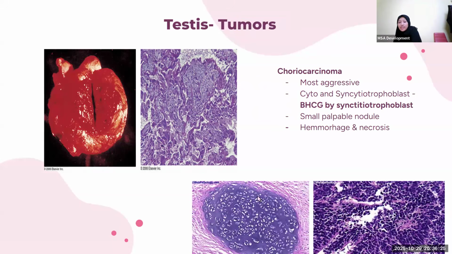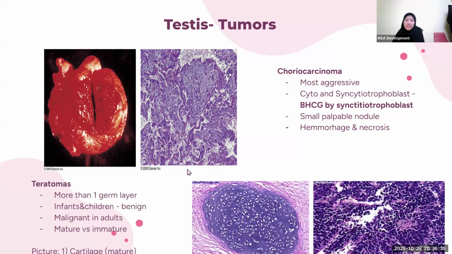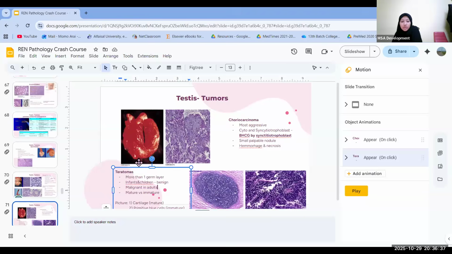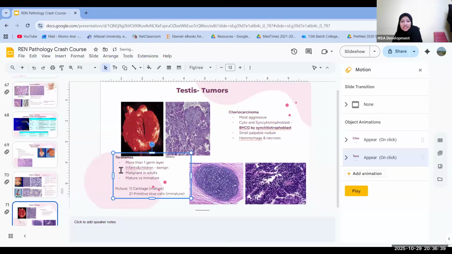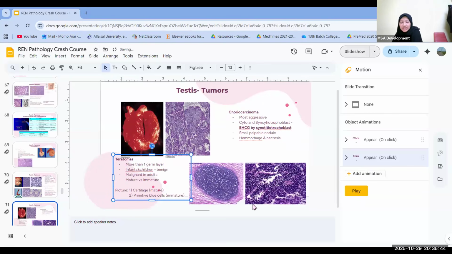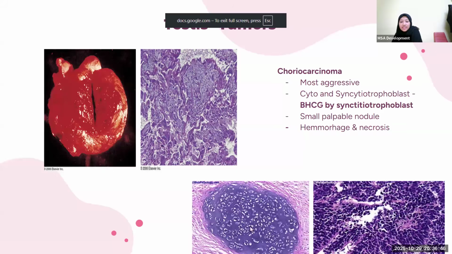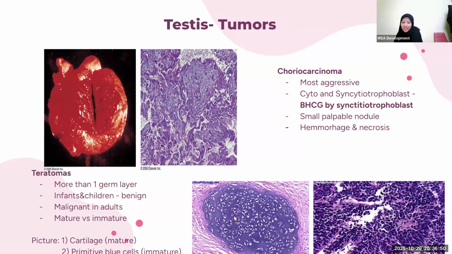This one looks different. It doesn't look like these cells, but one of them is normal, one of them is not. This is teratoma. So teratomas have more than one germ layer. So this one actually is cartilage. So having a different germ cell-like structure inside here is mature teratoma.